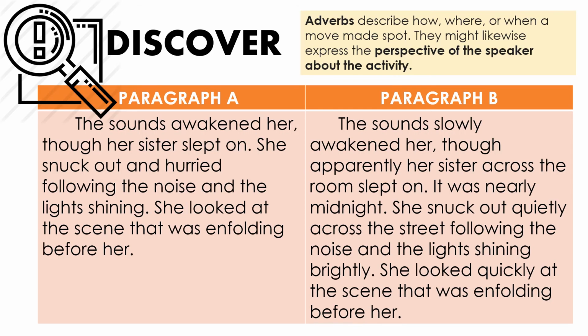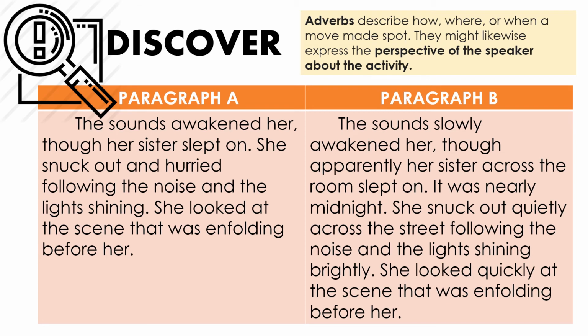Now that we're done identifying the five types of adverbs, we shall take a look at our example paragraphs. So we have here paragraph A and paragraph B. We said that adverbs could add more details to the paragraph that we are writing. But before we identify the adverbs used in paragraph B, let me read first paragraph A. The sounds awakened her, though her sister slept on. She snuck out and hurried, following the noise and the light shining. She looked at the scene that was unfolding before her.